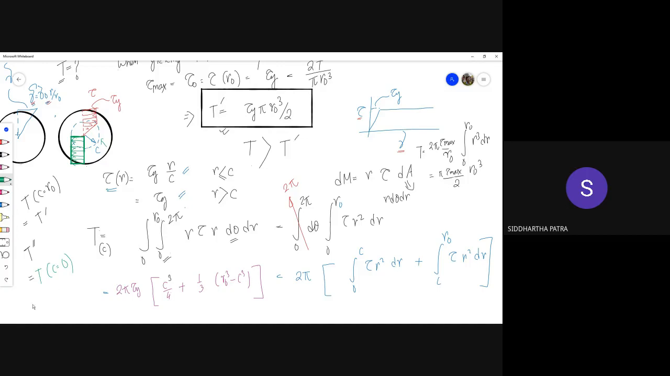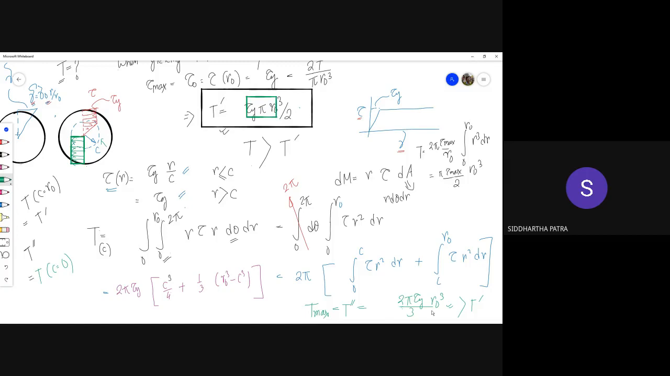What expression are you getting? The maximum torque that you can apply to the system, which is T double prime, is 2/3 of tau y pi r0 cube. Is it the expression? Yes, sir. And is this quantity greater than T prime? Half versus 2/3. Half of this quantity and 2/3 of this quantity.